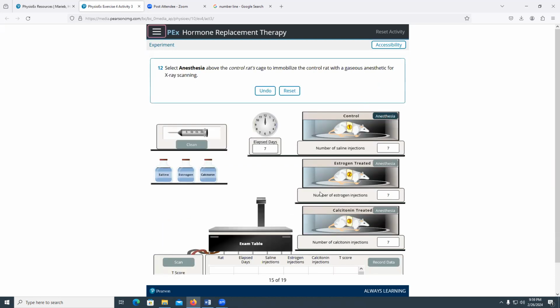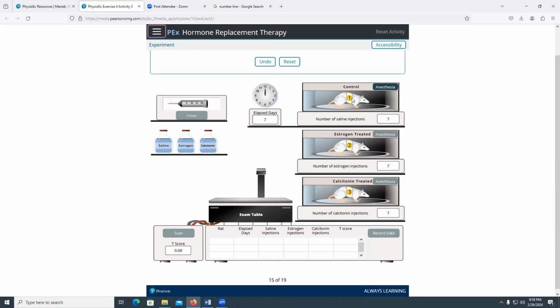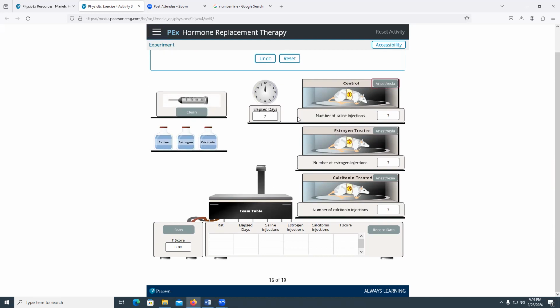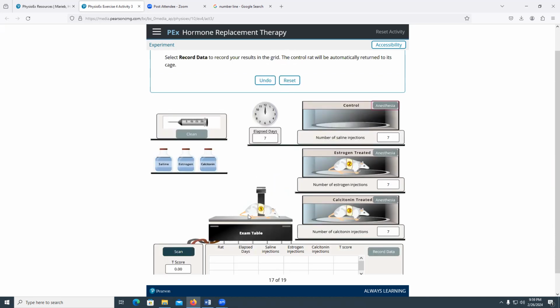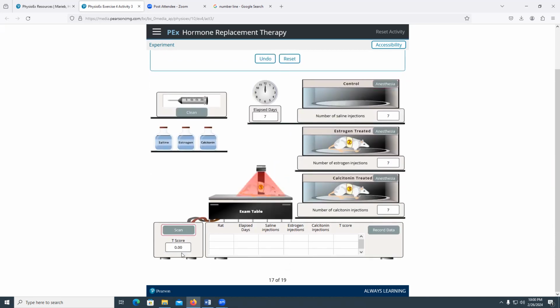Okay, so now we want to find out. The rat, if I take it like that, is going to move on the exam table. I'm not going to be able to perform an X-ray. So I have to anesthetize the rat. So I take my control and then scan it, and that's my T-score. It's negative 2.84. So that's the T-score of my rat.